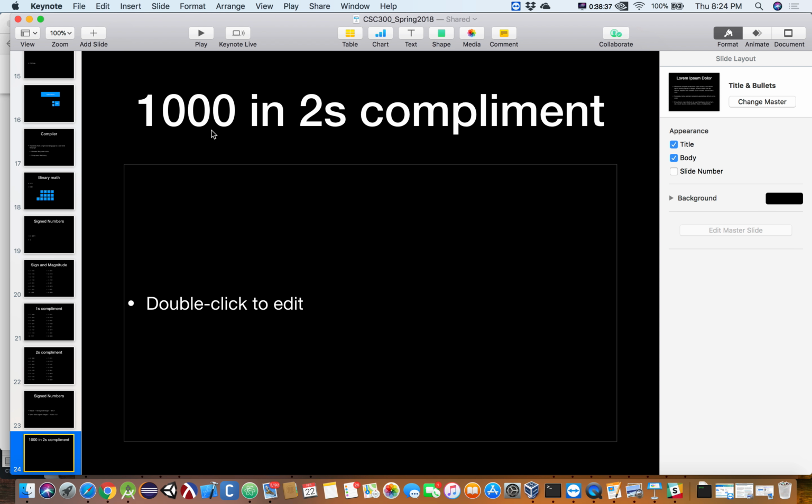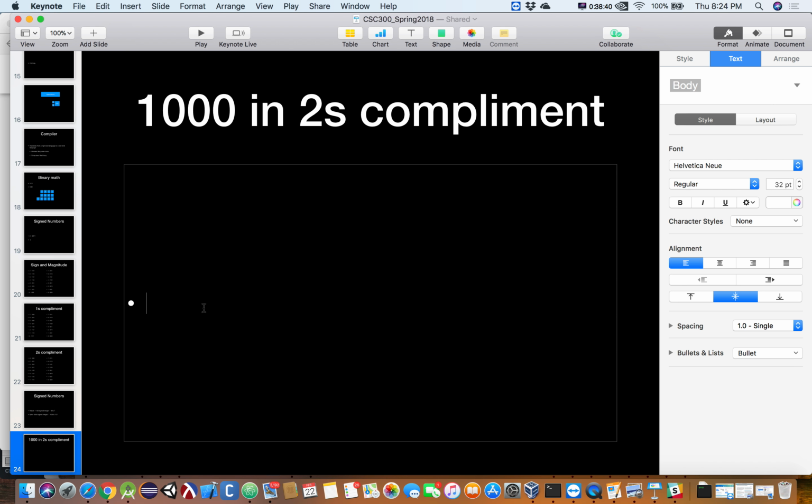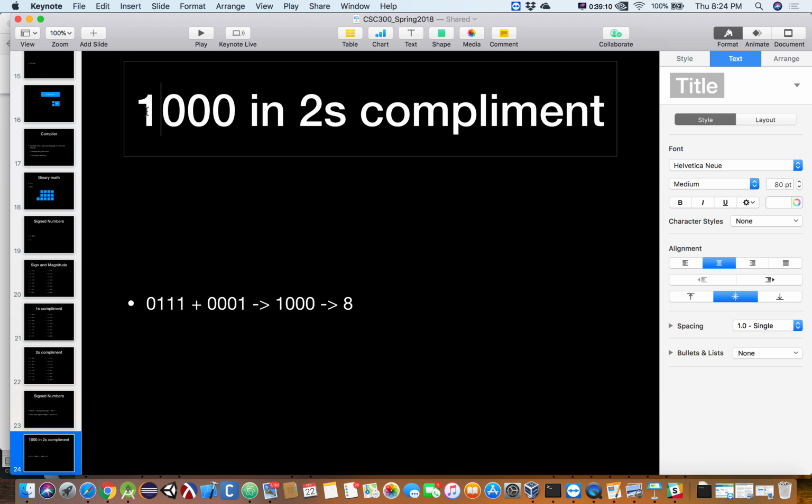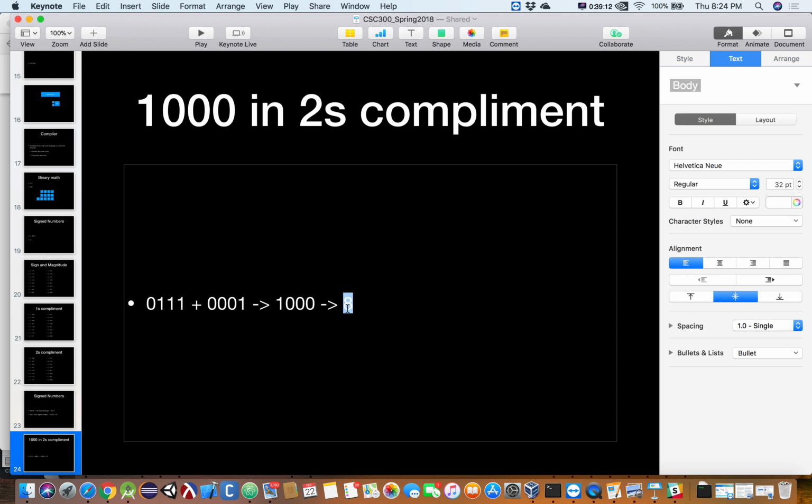So I know this guy is negative, so I'm going to perform 2's complement on it. I flip it, so it's going to be 0, 1, 1, 1. That's the 1's complement. Then I add 1 to that, so plus 0, 0, 0, 1, which gives me 1, 0, 0, 0. That's the number 8, and because it originally started with a 1, this is a -8.